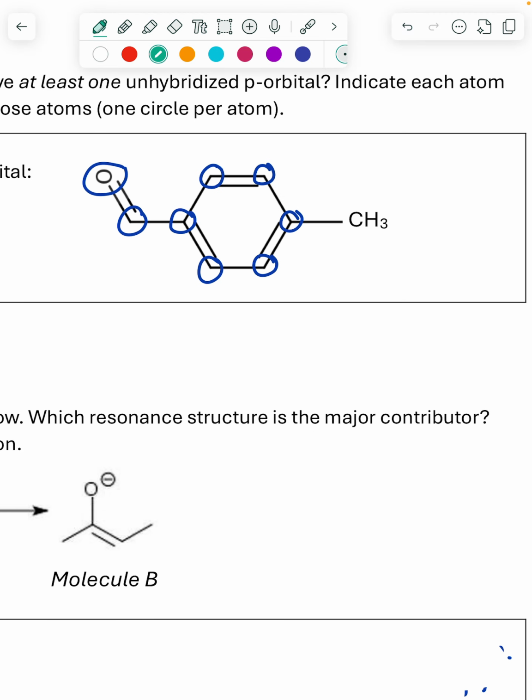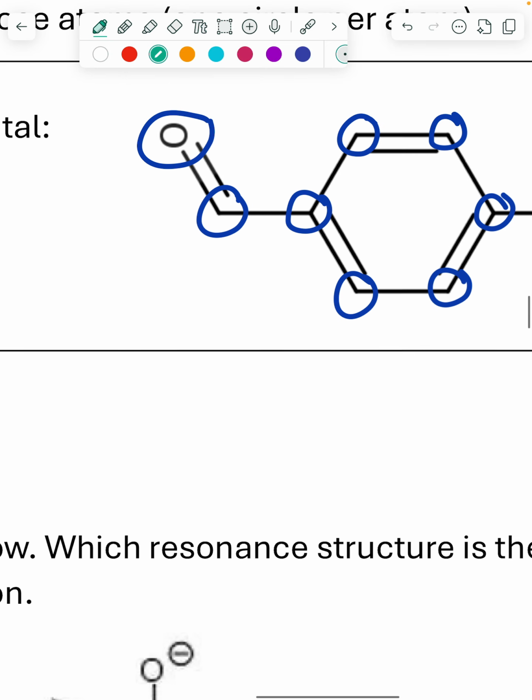So let's take it one step at a time. If we're looking at this oxygen right here, this oxygen is actually going to have lone pairs like that. So this oxygen actually has 1, 2, 3 electron pair domains. So that makes it sp2. So that has 1 unhybridized p orbital because it's not an sp3, it's an sp2.